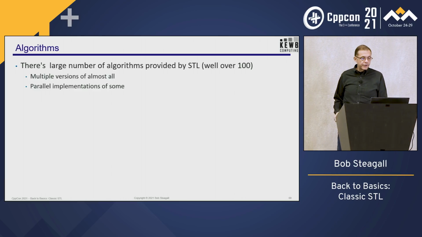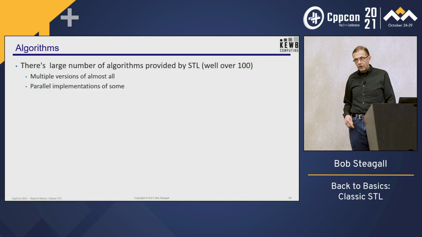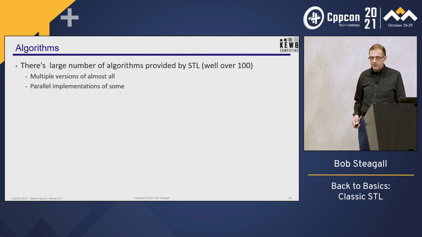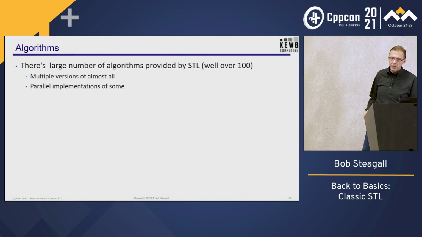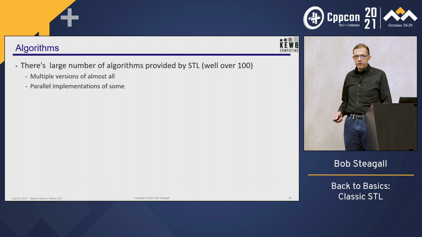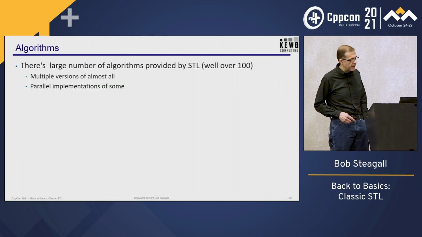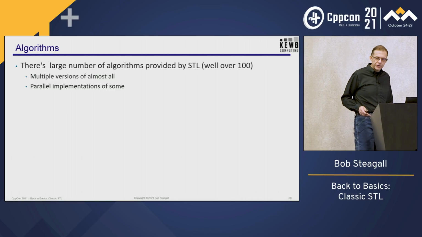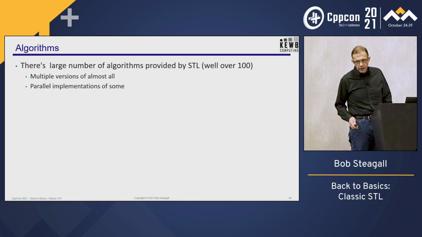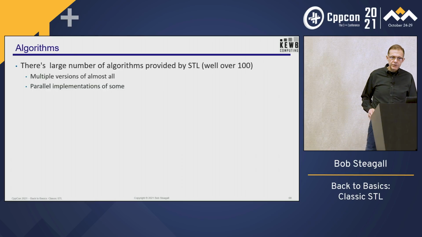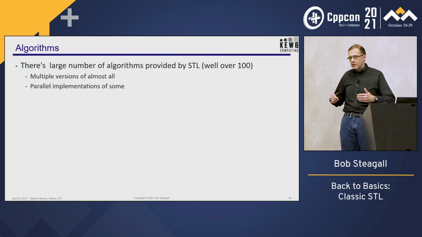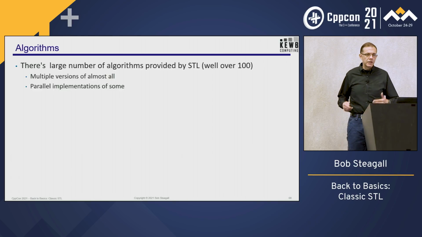There's a large number of algorithms that are provided by the STL, well over 100. I tried counting them, and I couldn't figure out how to count them exactly. A couple years ago, Jonathan Bakar had a talk entitled 105 Algorithms in an Hour. I'm not sure how he managed it, but there's at least 105. For each of them, there are multiple versions of almost all of them. For some of them, they have parallel implementations. And because this is classic STL, I'm not even counting the re-implementation of those in the ranges library.